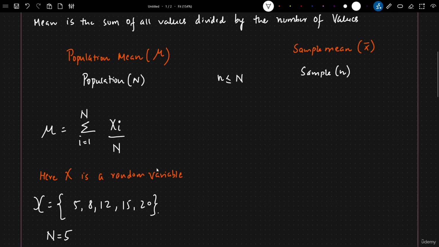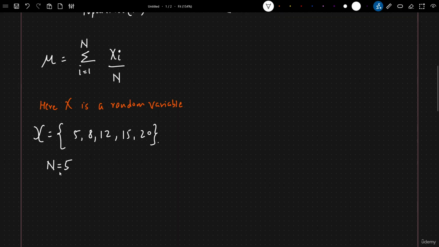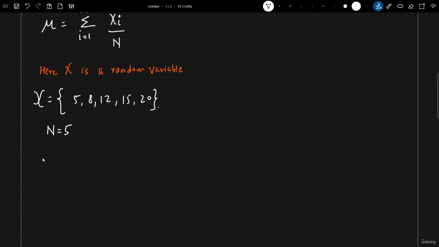So in this particular case, let's consider that I have used N is equal to 5, which is my population size. I know a population will not be this small, but I'm using it just as an example so that we'll be able to solve the problem. Now, in order to compute the mean, we will write 5 plus 8 plus 12 plus 15 plus 20 divided by 5. This is nothing but 60 by 5, which is equal to 12. So 12 is the mean.